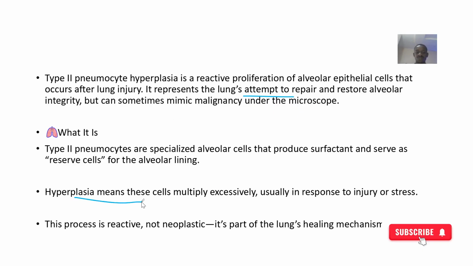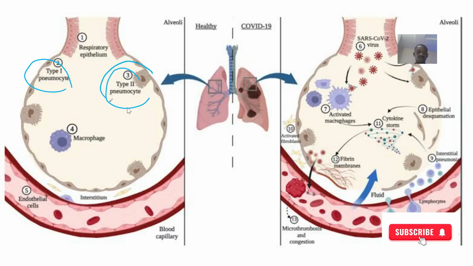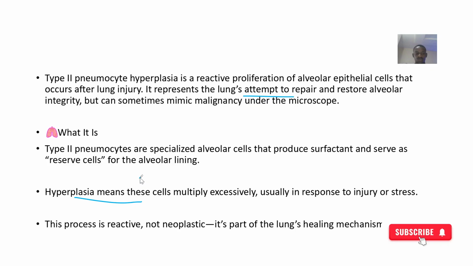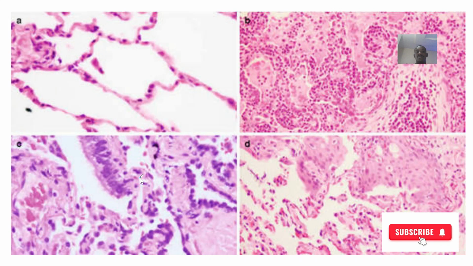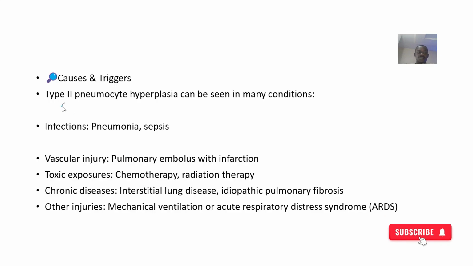Hyperplasia means those cells are becoming too many, mainly because they are responding to an inflammation. The process is reactive, not neoplastic. It's part of the lungs' healing mechanism. Causes and triggers: type 2 pneumocyte hyperplasia can be seen in many conditions like pneumonia, sepsis, vascular injury, toxic exposure, interstitial lung disease, and acute respiratory distress syndrome.